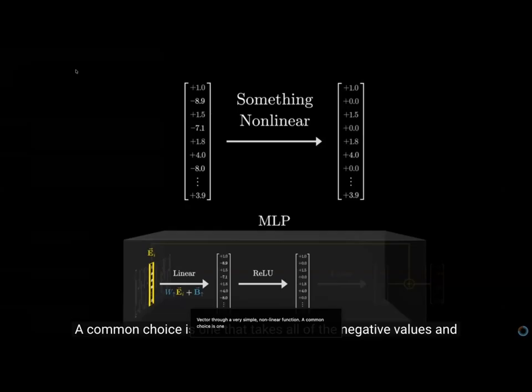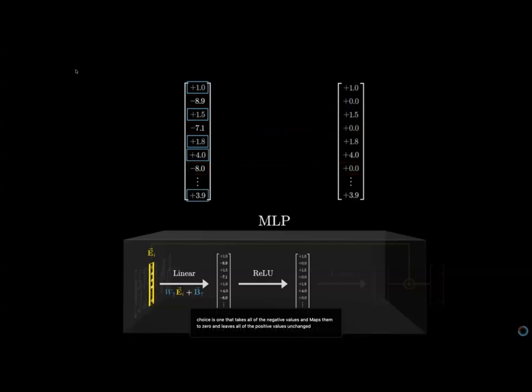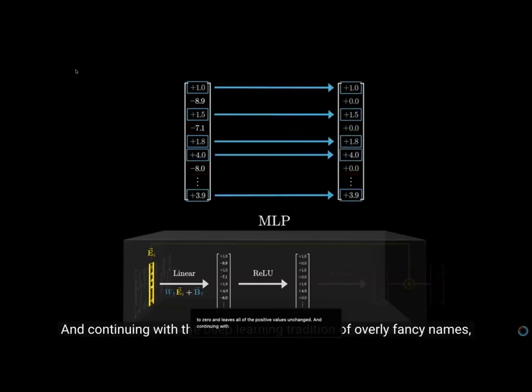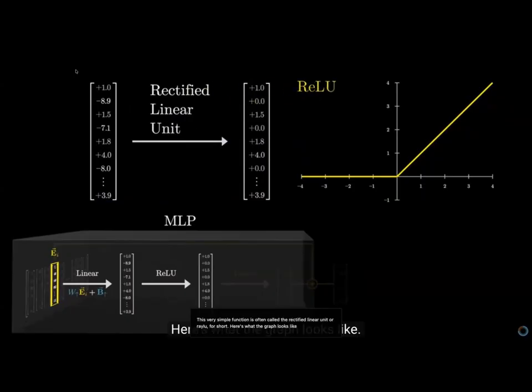So the next step is to pass this large intermediate vector through a very simple nonlinear function. A common choice is one that takes all of the negative values and maps them to 0, and leaves all of the positive values unchanged. And continuing with the deep learning tradition of overly fancy names, this very simple function is often called the rectified linear unit, or ReLU for short. Here's what the graph looks like.